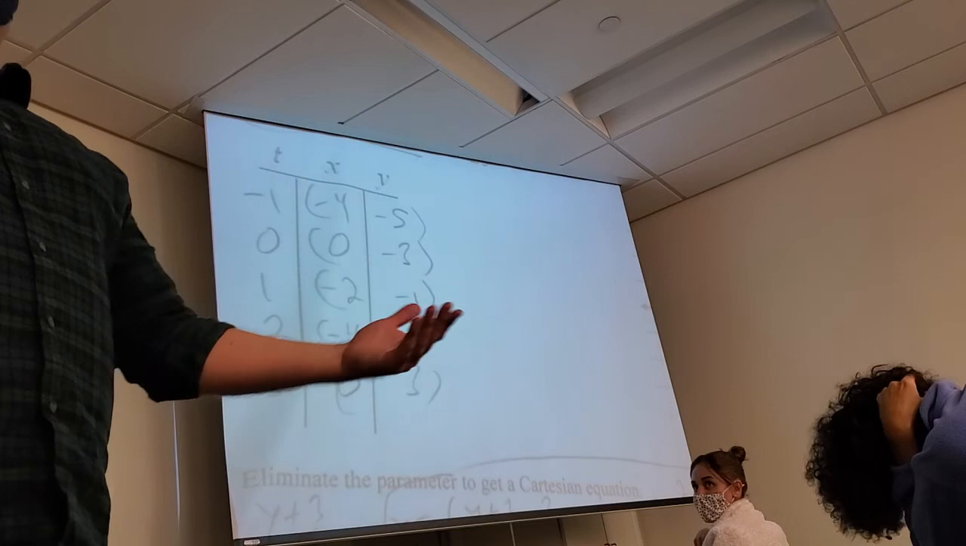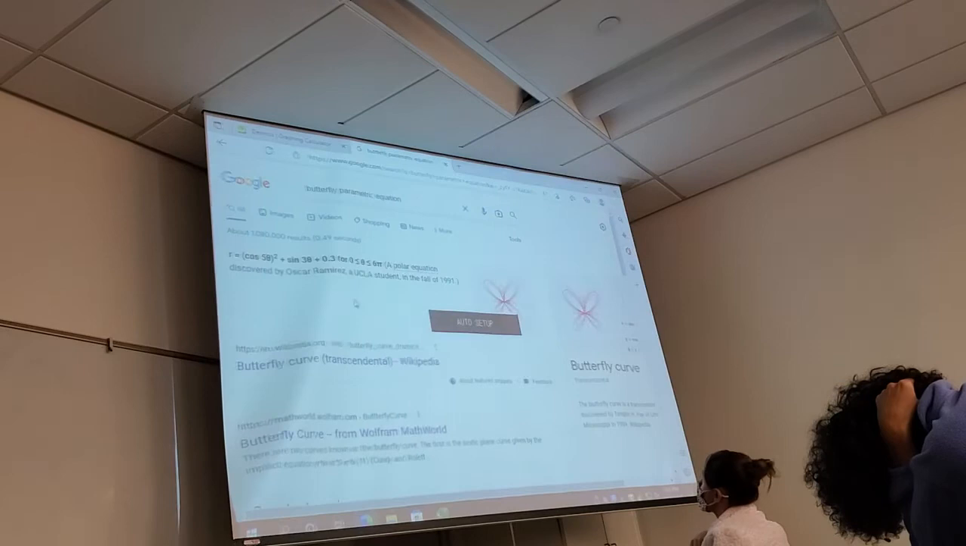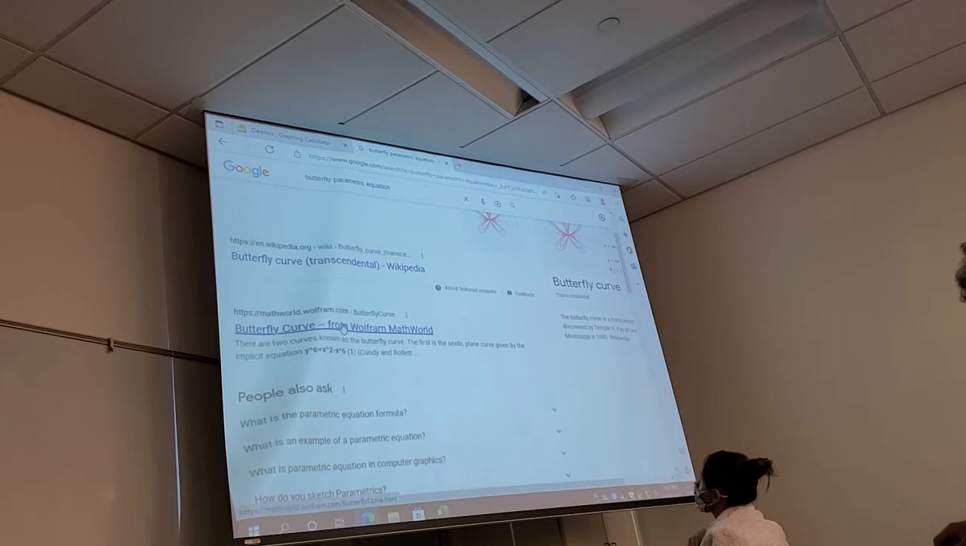So yeah, spirograph is a good example of parametric equations. And real quick, I just want to show you this before we get to the calculus. Here's the equation for a butterfly. This is the parametric equation. Well, this is a polar equation, sorry. Where's my parametric equation? This is a polar equation. We haven't talked about that yet.